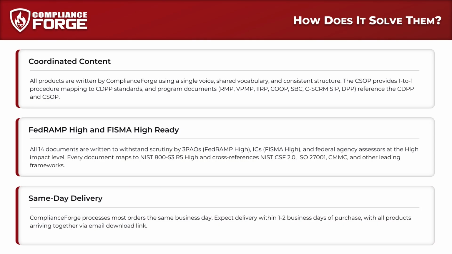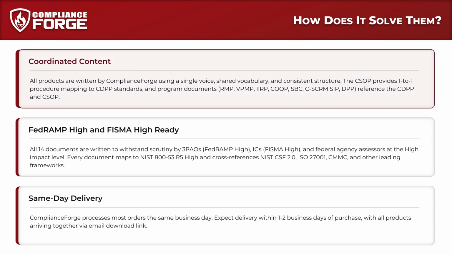The CFD Bundle 4 delivers a pre-assembled, coordinated set of NIST 853 high-aligned products covering policies, procedures, and all major program-level domains expected of the most demanding federal-grade cybersecurity programs. The first is coordinated content. All products are written by ComplianceForge using a single voice, shared vocabulary, and consistent structure. The CSOP provides one-to-one procedure mapping to CDPP standards, and the program documents reference both.